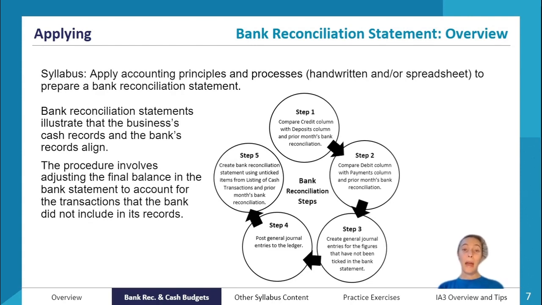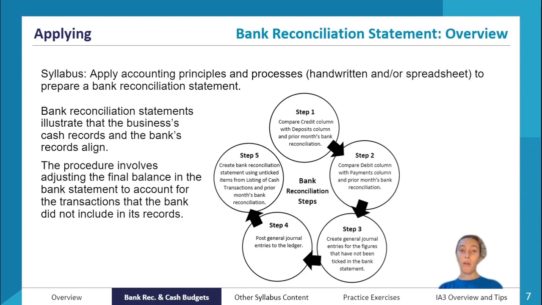So first of all, bank reconciliation. The syllabus tells us that we need to be able to apply our accounting principles and processes, so handwritten and using spreadsheets as well, to prepare our bank reconciliation statement. So what is a bank reconciliation statement?